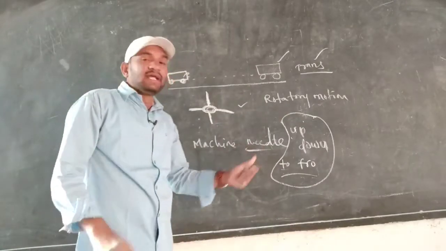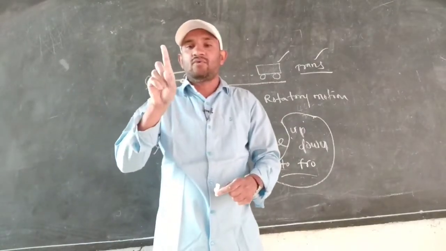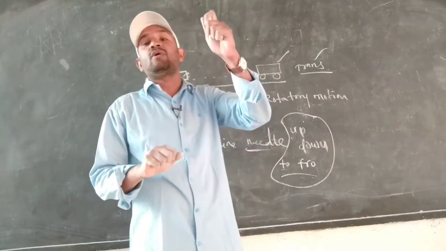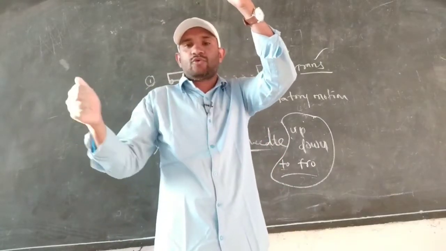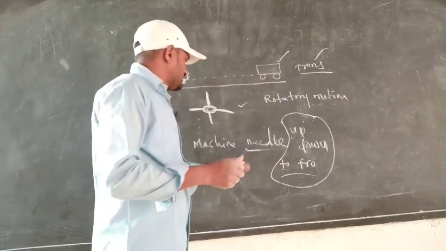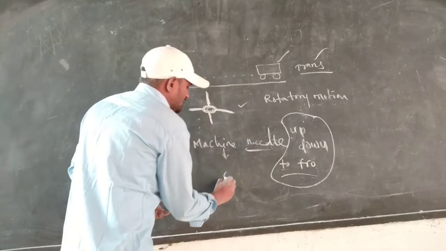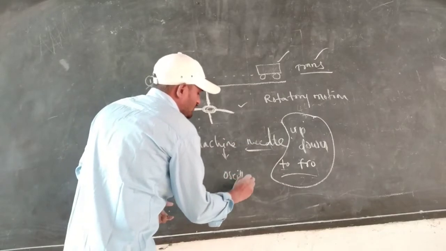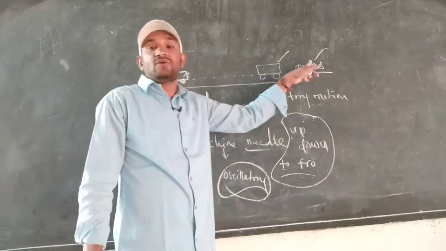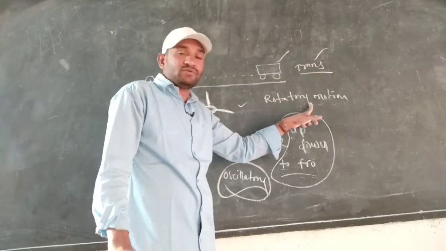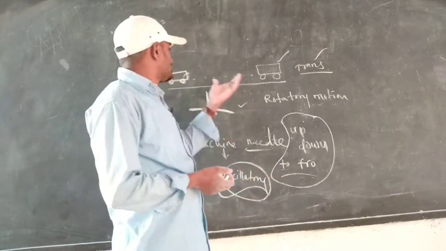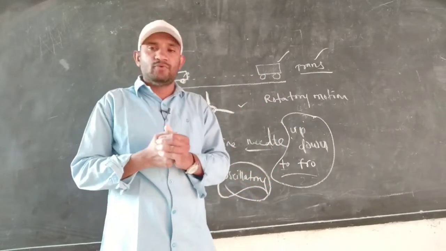Again, the needle in the machine moves up and down only. Again, the pendulum in the old wall clock moves to and fro. That means it is in oscillatory motion. The bus is in translatory motion, the fan is in rotatory motion, and the needle and pendulum are in oscillatory motion. Try to give some more examples for this.